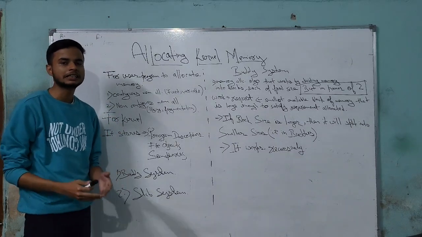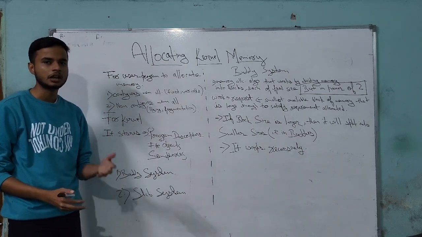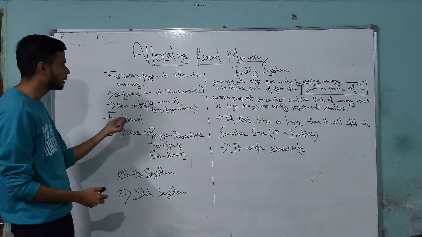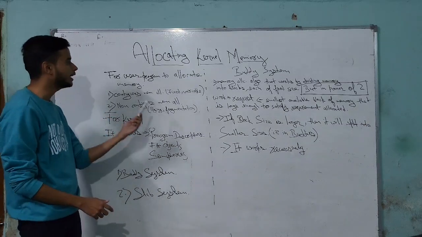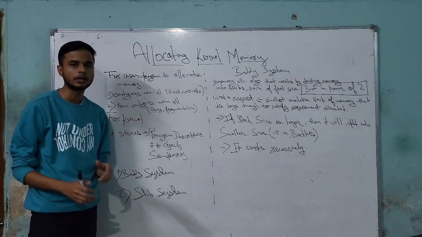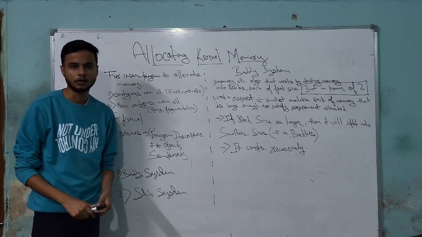But we know that the kernel is the main core of the operating system, which does a lot of work. So how is memory actually allocated for the kernel? So in the topic allocating kernel memory, we are going to learn how memory for the kernel is allocated.